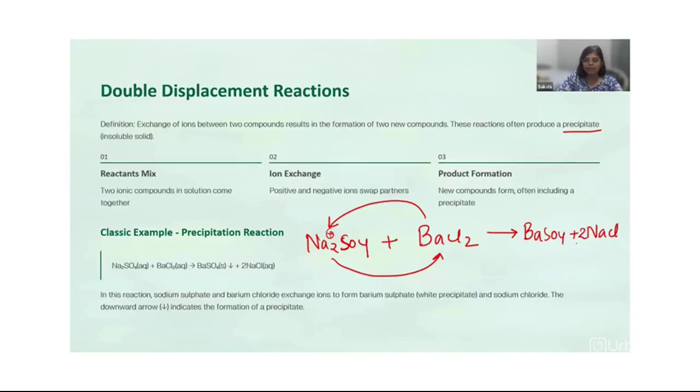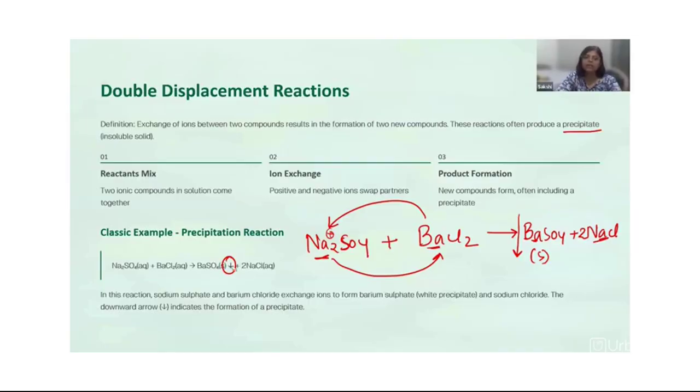And then we can balance the equation. Here barium sulfate is precipitated out in the reaction. You get a white colour precipitate at the bottom of the test tube. So sodium sulfate and barium chloride give barium sulfate and NaCl. You can see that the ions have been exchanged. First we had Na, now we have Ba. Here we had Ba, now we have Na, that is sodium. Ba is barium. So sodium sulfate and barium chloride have exchanged their ions, and we have barium sulfate and sodium chloride. The downward arrow here indicates the formation of a precipitate.